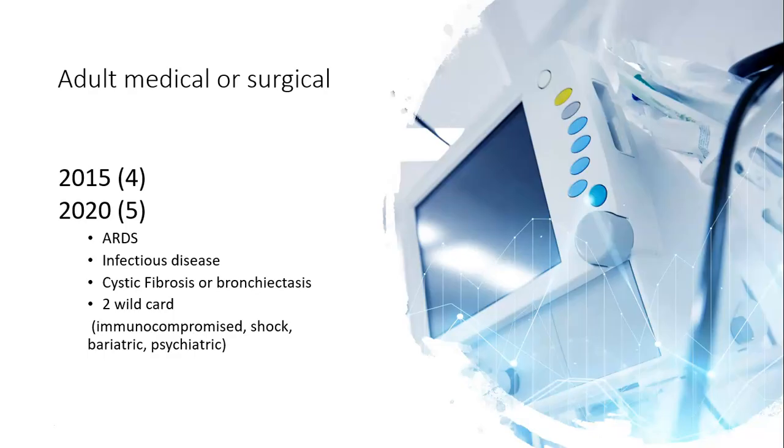In medical or surgical, this is where we've gone up. And they were nice enough to give us a couple specific ones. So 3 of them are a given. ARDS, just 1 though. 1 infectious disease, pneumonia, something like that. 1 CF or bronchiectasis. And then 2 are kind of wild card. They could be an immunocompromised, burn, psych, or a shock patient.